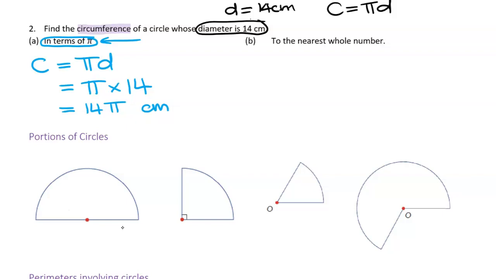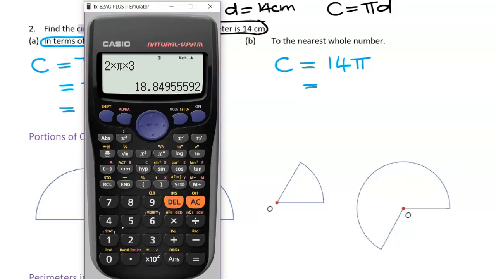Part B asks us to find this answer to the nearest whole number. So the circumference equals 14 pi. That just means we're going to type 14 pi onto our calculator. We could write 14 times pi, but your calculator knows when you've got a number and then something right next to it, that means times. It doesn't really like it if you wrote pi 14.